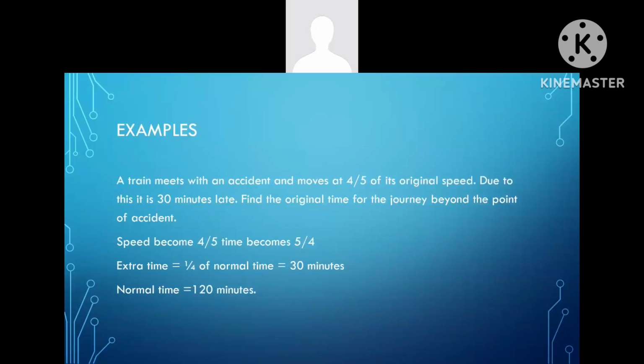Next comes another example. A train meets with an accident and moves at 4 by 5 of the original speed. Due to this, it is 30 minutes late. Find the original time for the journey beyond the point of accident. Since speed is 4 by 5, time becomes 5 by 4. Extra time, 1 by 4 of normal time, equals 30 minutes. Then normal time equals 120 minutes.